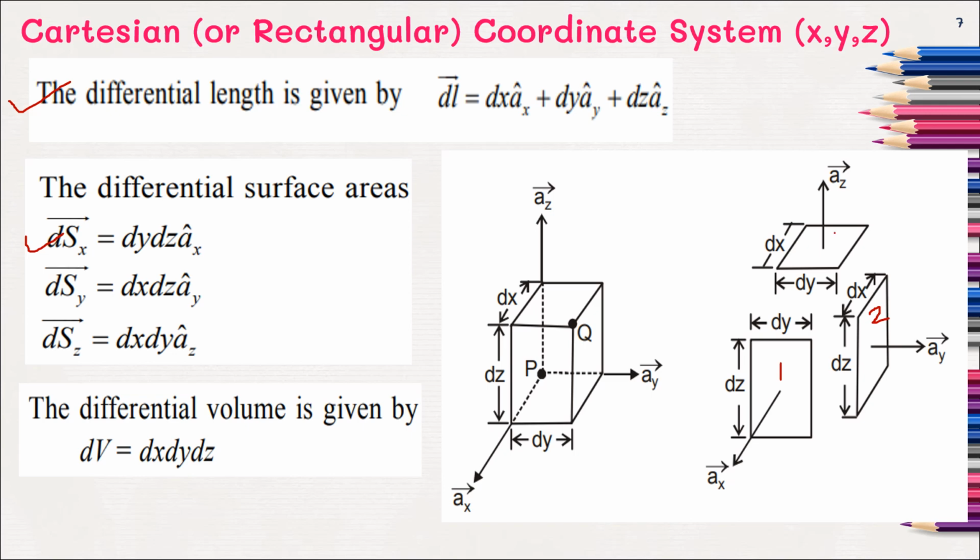Now look at surface 3. It is going to be dx into dy, and the normal vector is az. And what is the differential volume? The differential volume is dx into dy into dz.